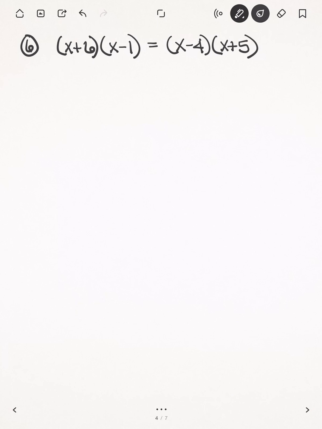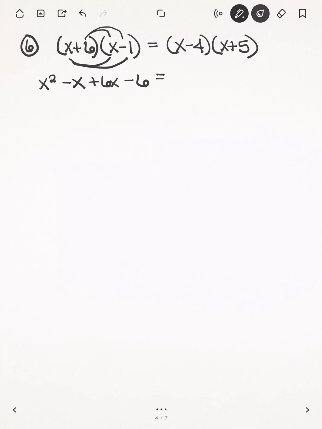So I have to use distributive property twice. So I'm going to take this x, I'm going to multiply it by everything in the second set of parentheses. X times x is x squared, because when I multiply like bases, I add my exponents. X times negative 1 is negative x. 6 times x is plus 6x. And positive 6 times negative 1 is negative 6. So I got rid of my parentheses.